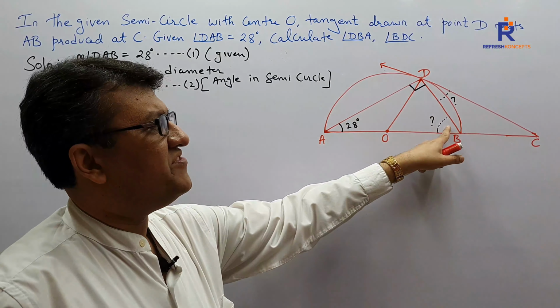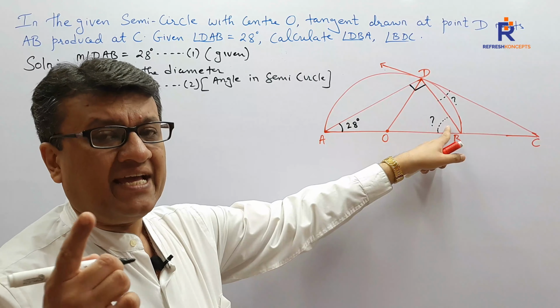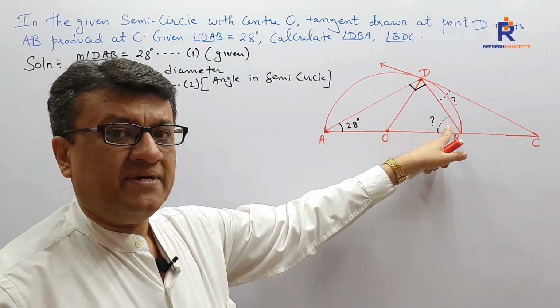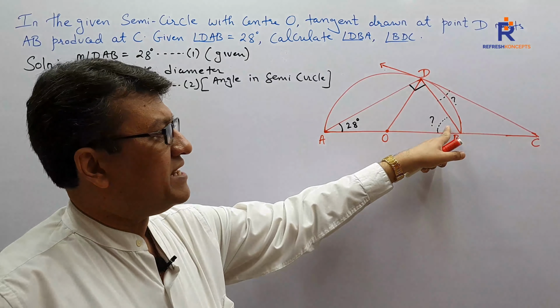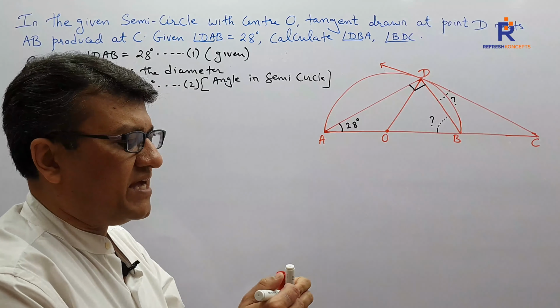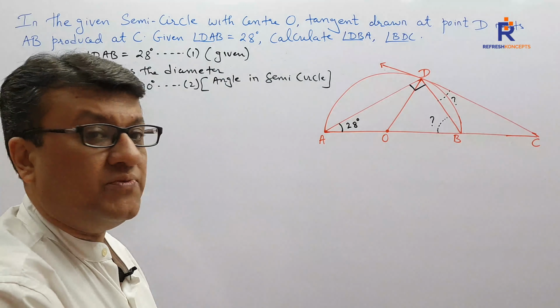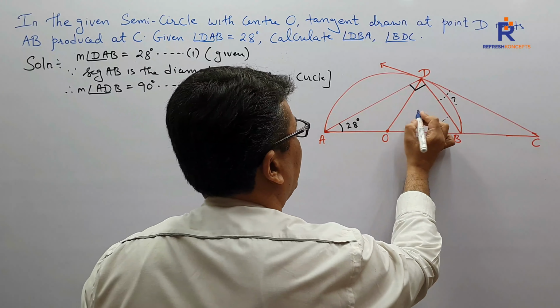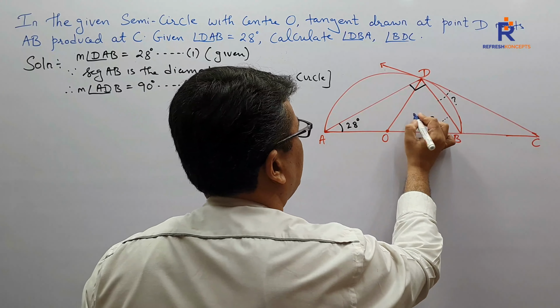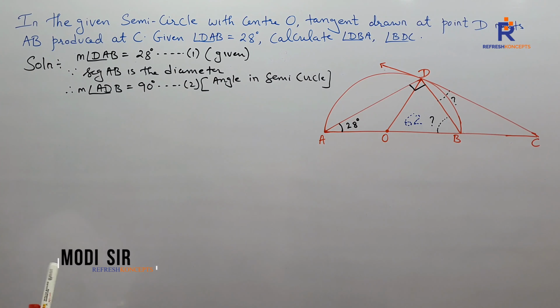Can't I get the value of this one with the help of the angle sum property of triangle? Many must have calculated by working out the angle sum property by this time. The value turns out to be 62. The value of measure angle DBA turns out to be 62.